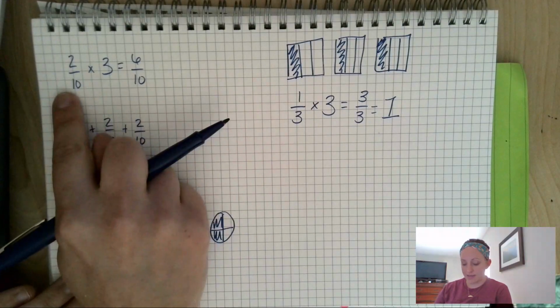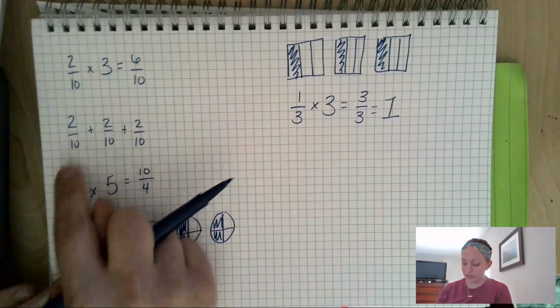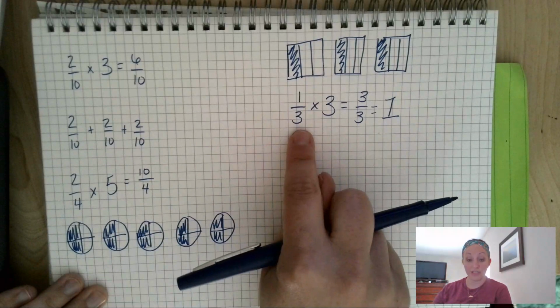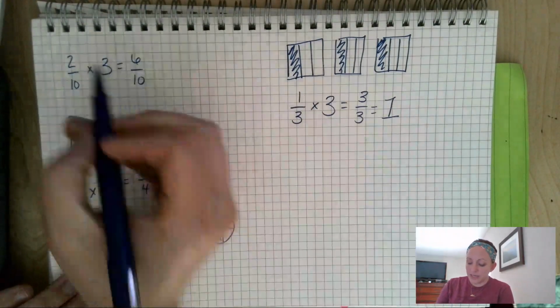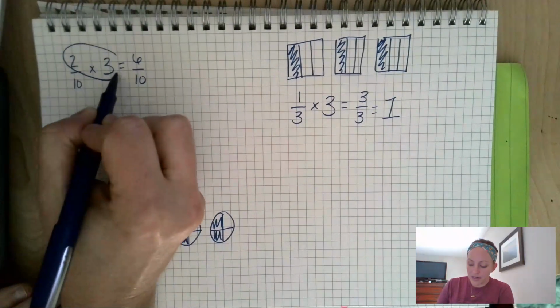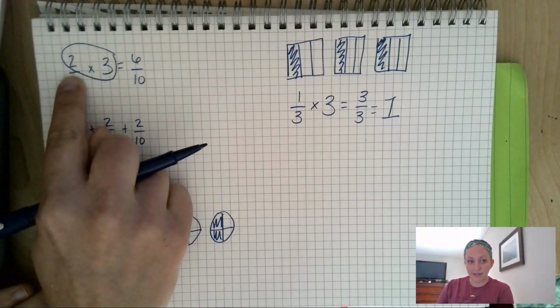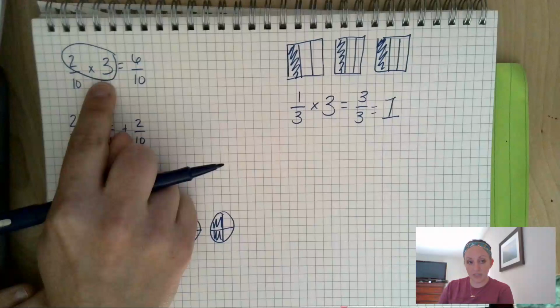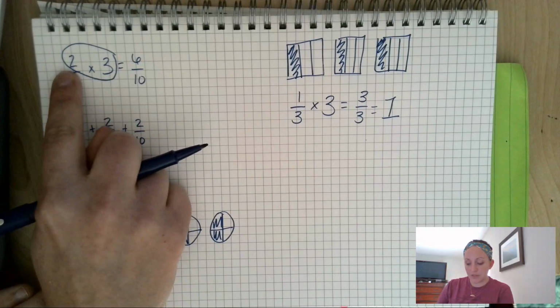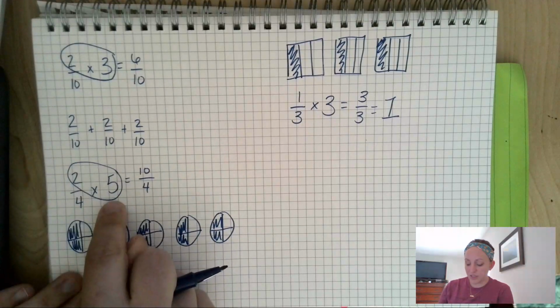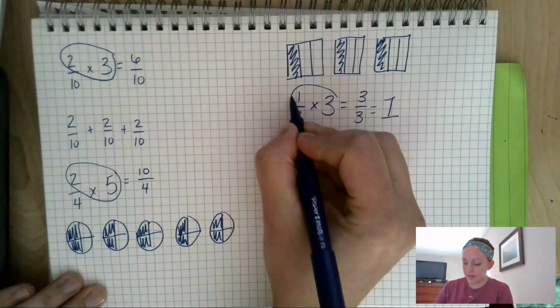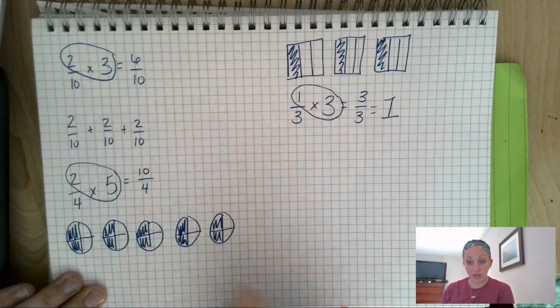I started with a tenth, I ended with tenths. I started with fourths, I ended with fourths. I started with thirds, I ended with thirds. I also notice that the numerator in my answer is the numerator of the fraction times the whole number. 2 times 3 is 6. 5 times 2 is 10. 1 times 3 is 3.